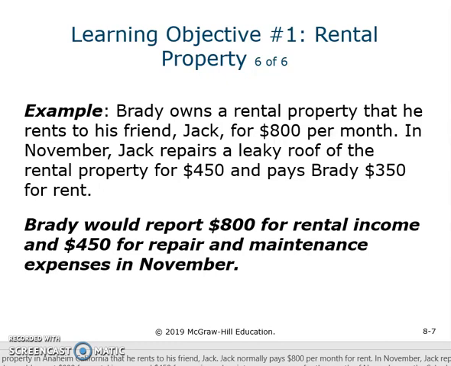Brady owns a rental property that he rents to his friend Jack for $800 per month. In November, Jack repairs a leaky roof for the rental property for $450 and pays Brady $350 for rent. So Brady is going to report $800 as rental income for the month and $450 for repairs and maintenance expenses in November, although he only received the $350 in cash from Jack.